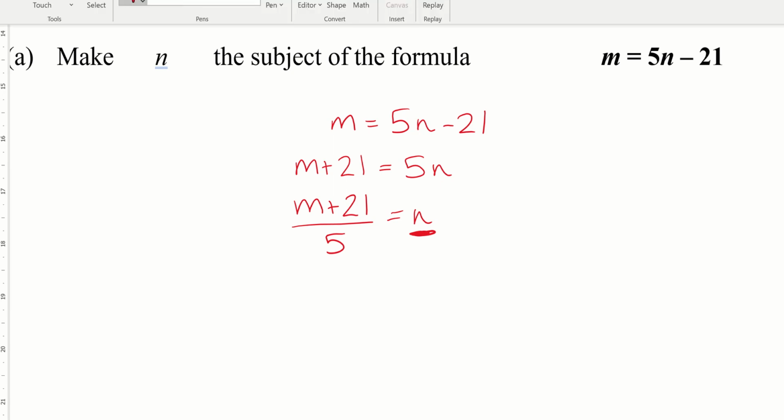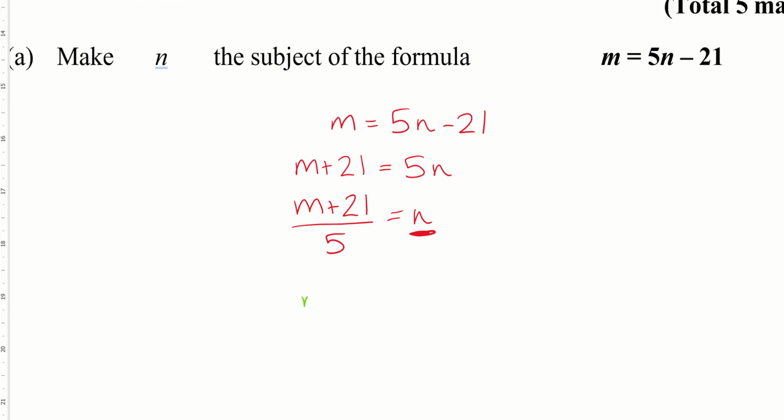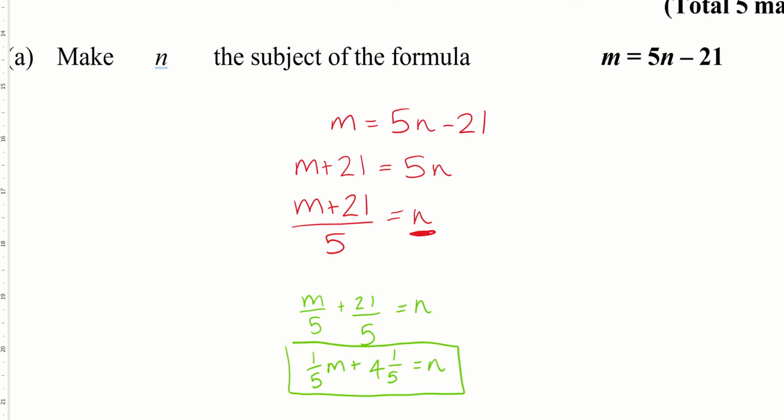So let's do a little mind map of how a multiple choice could display this information. It's the same thing as doing M on 5 plus 21 on 5, just splitting it up, which could be the same thing as M plus 5 goes into 21 4 times and 1/5 left over. Again, this is probably less common, but it could be a way that they could adapt it.